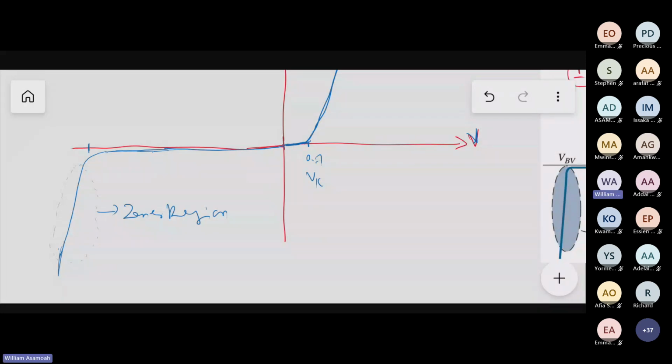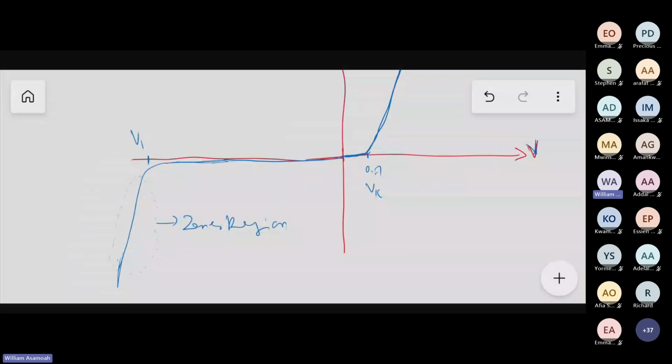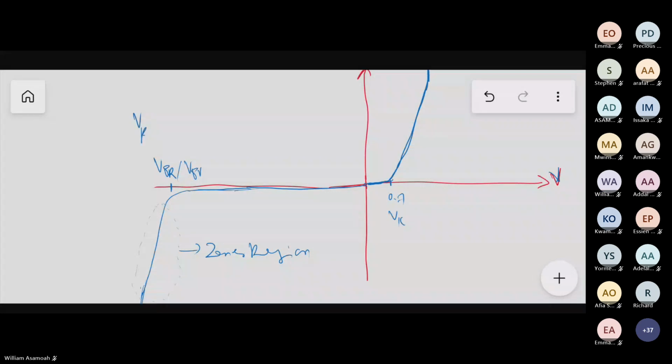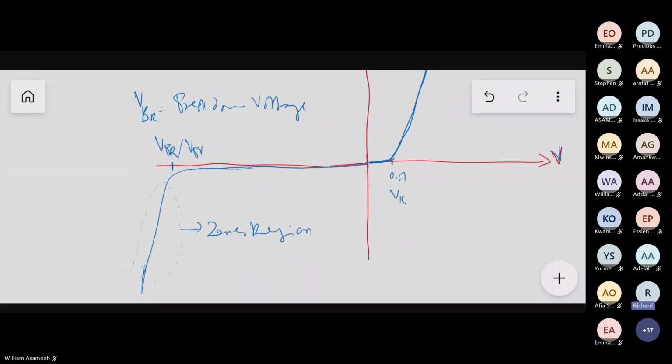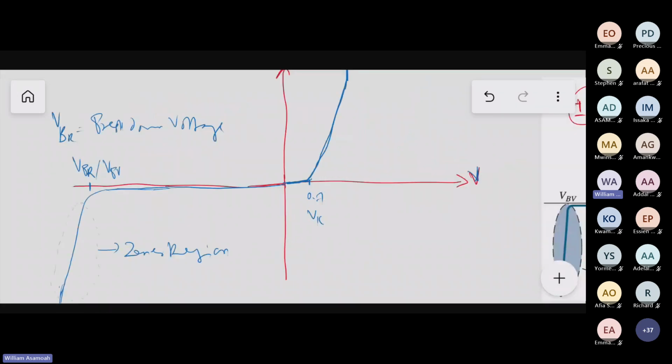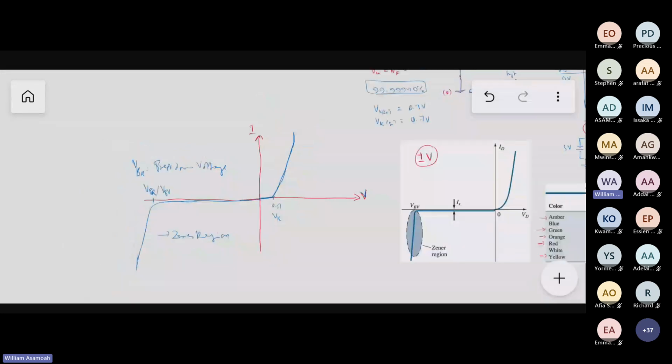Okay, so this one here is called the VBR. In fact, some people call it VBV. Do you understand? VBR is equal to breakdown voltage. So BR or BV. BR is still breakdown. BV is still breakdown voltage, right? So these terms are used interchangeably. When you meet them, you shouldn't be confused. So you should be able to draw this and explain how it works.